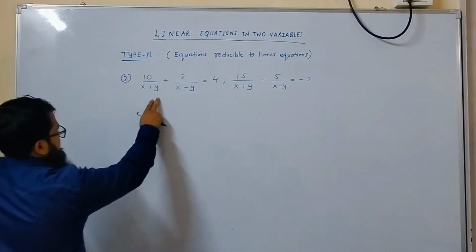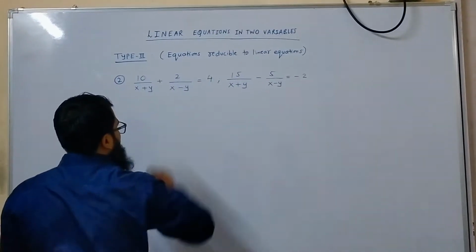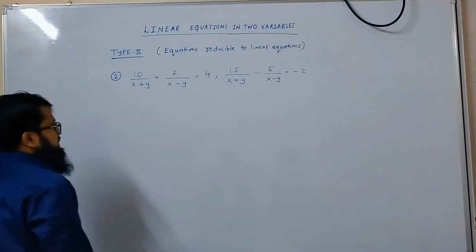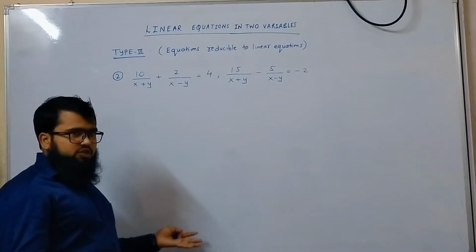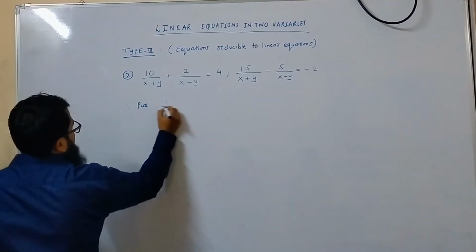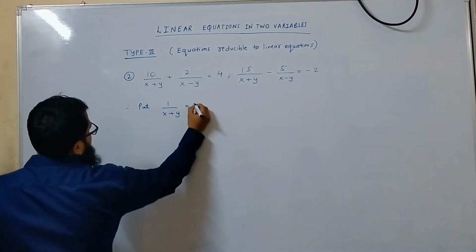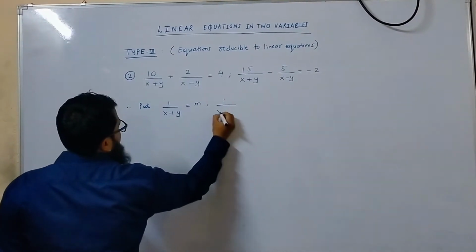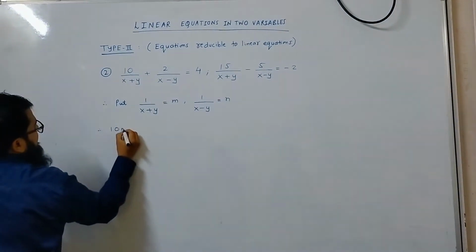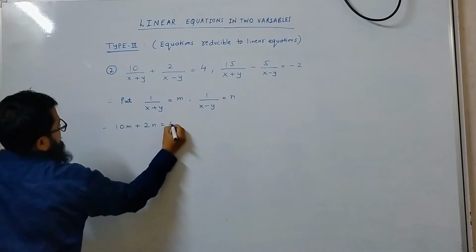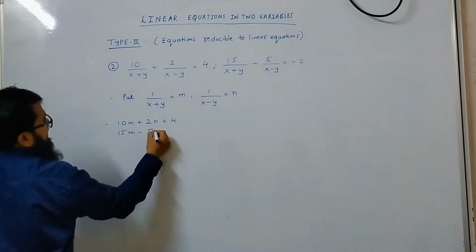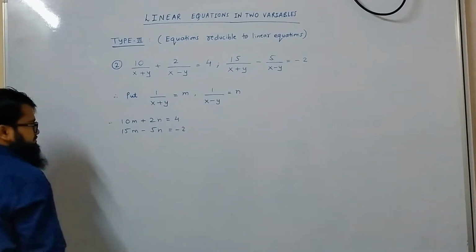10 by x plus y plus 2 by x minus y equals 4. 15 by x plus y minus 5 by x minus y is equal to minus 2. You can see this is not a linear equation, but you can make it linear by clever substitution. We put 1 upon x plus y equals m, and 1 upon x minus y equals n. Therefore, we will get 10m plus 2n equals 4, and the second equation is 15m minus 5n equals minus 2.